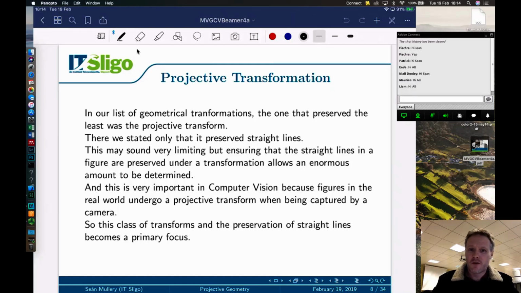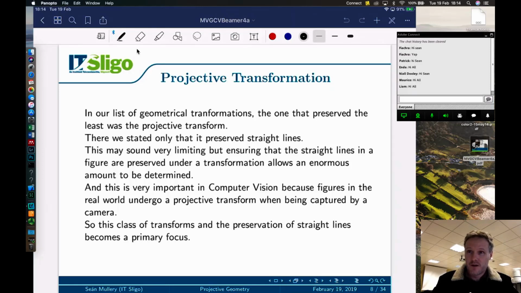So all it preserved was straight lines. It didn't preserve angles, it didn't preserve orientation, it didn't preserve position or any of that sort of thing, and it didn't preserve parallelism either. Okay, so it sounds very limiting, but actually ensuring that the straight lines in a figure are preserved under a transformation allows an enormous amount to be determined.